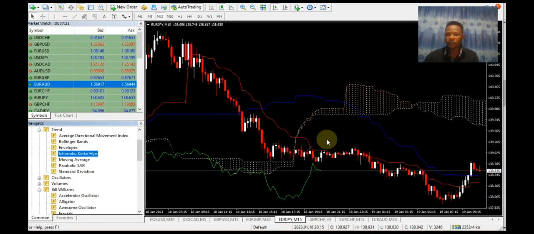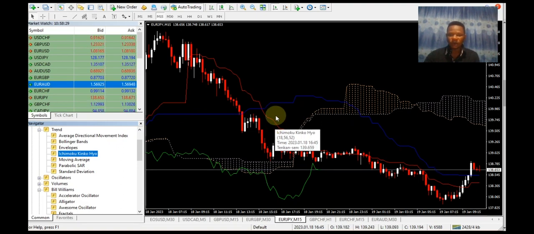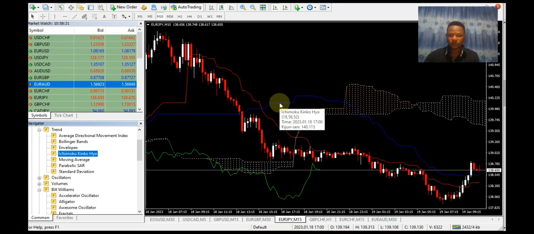How do we use Ichimoku to spot market direction? This is the way traders use it. When the Tenkan-sen falls below the Kijun-sen, it's a signal to sell. When the Tenkan-sen goes above the Kijun-sen, it's a signal to buy.